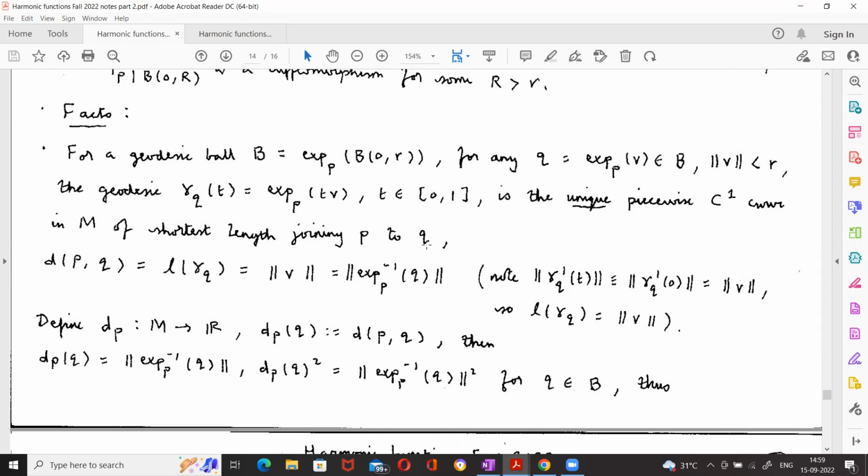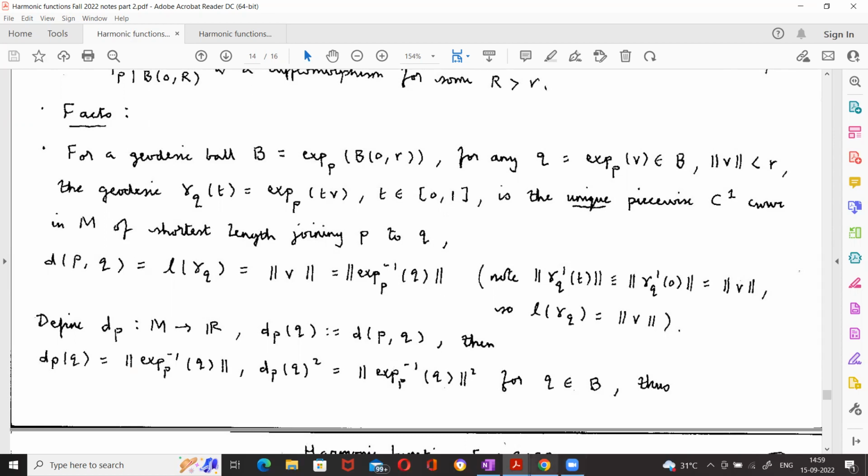Okay, so this I won't prove. This uses something called the Gauss lemma. I'm just stating this. So locally, shortest length curves are given by geodesics. Is the statement clear? Yes, sir.